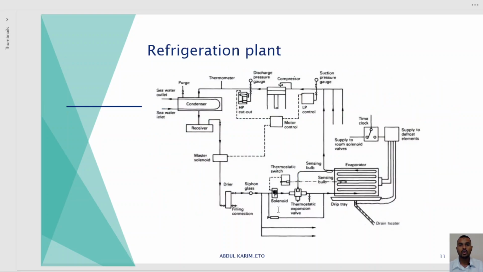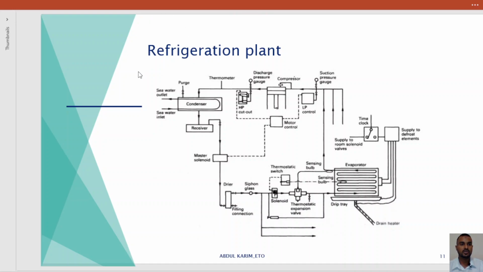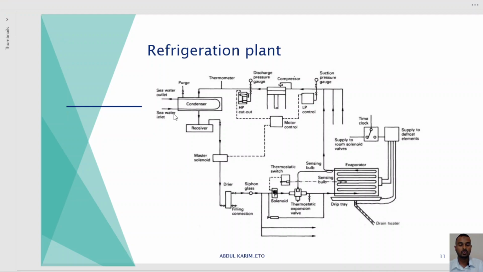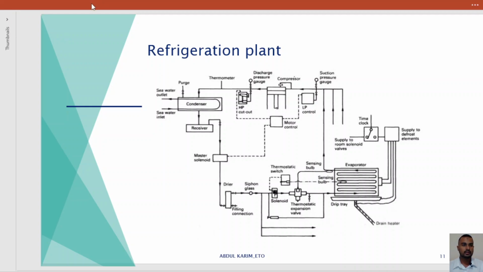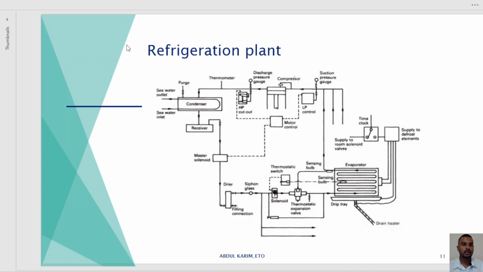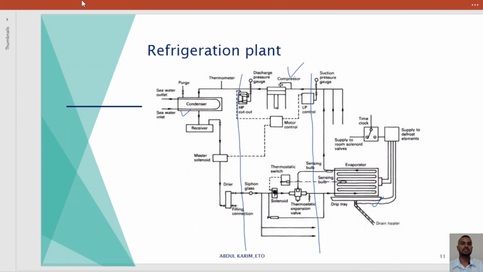Then, okay, this is the diagram of the refrigeration system in a ship. Let's try to understand the working procedure. Before starting, this is the compressor, this is the condenser, and this is the evaporator chamber. That is the low pressure side of the system, and this is the high pressure side of the system.